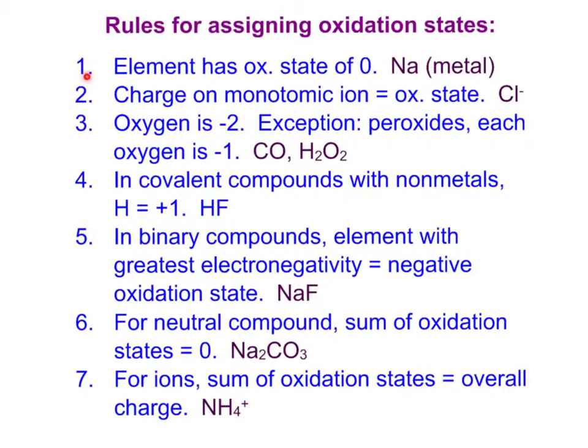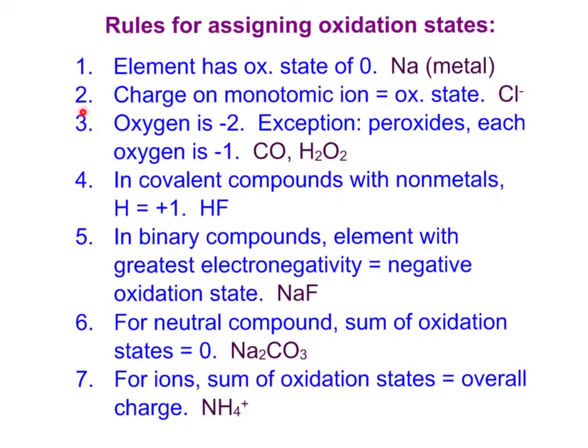Rule number 2, this is kind of a typo, should be monatomic with an A. A charge on a monatomic ion. For example, there's just one atom and it's an ion, like chloride ion. The oxidation state is the charge. So the oxidation state for that ion is -1.